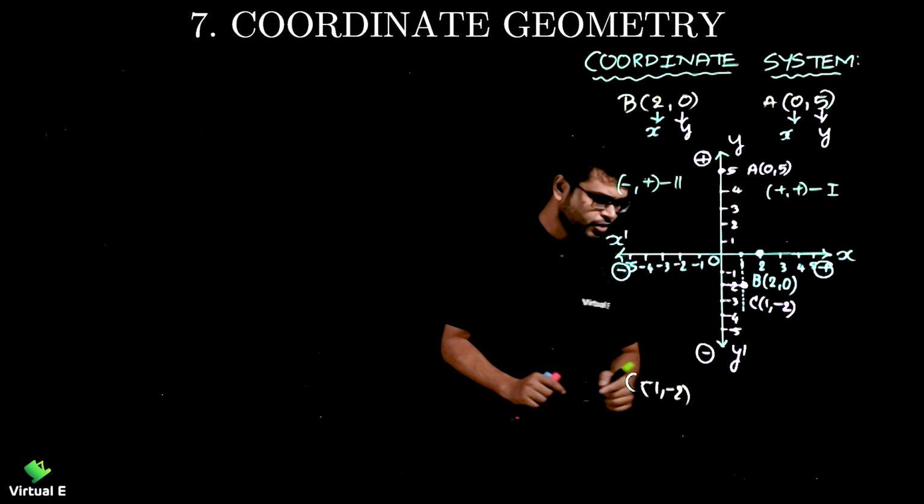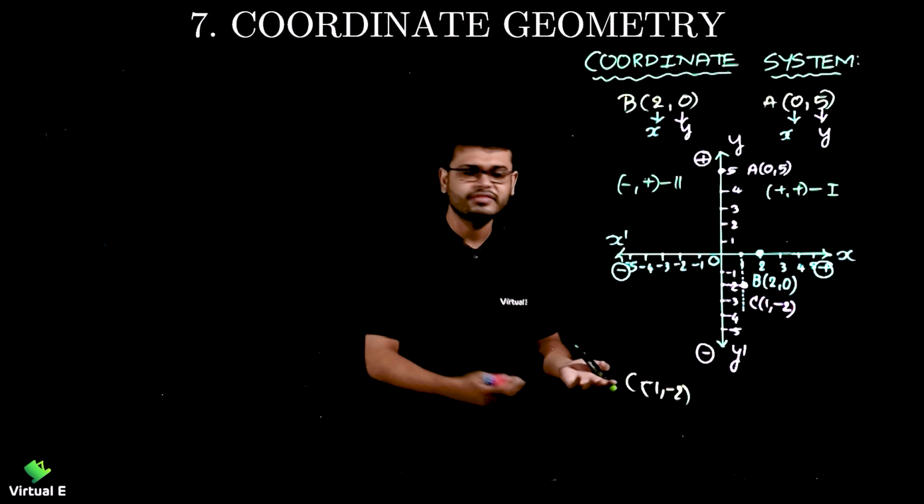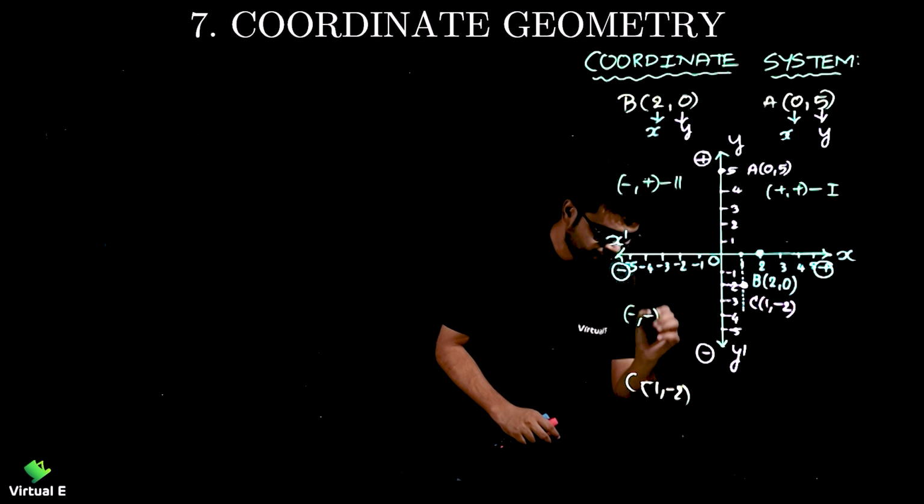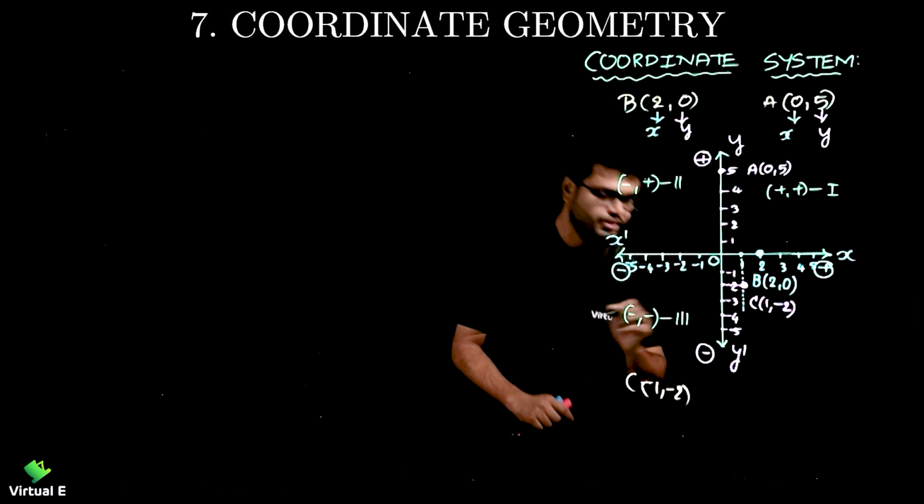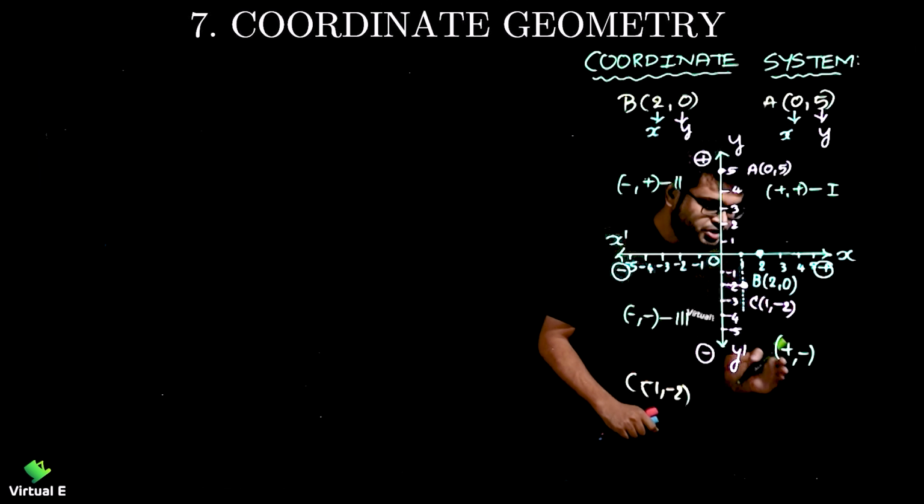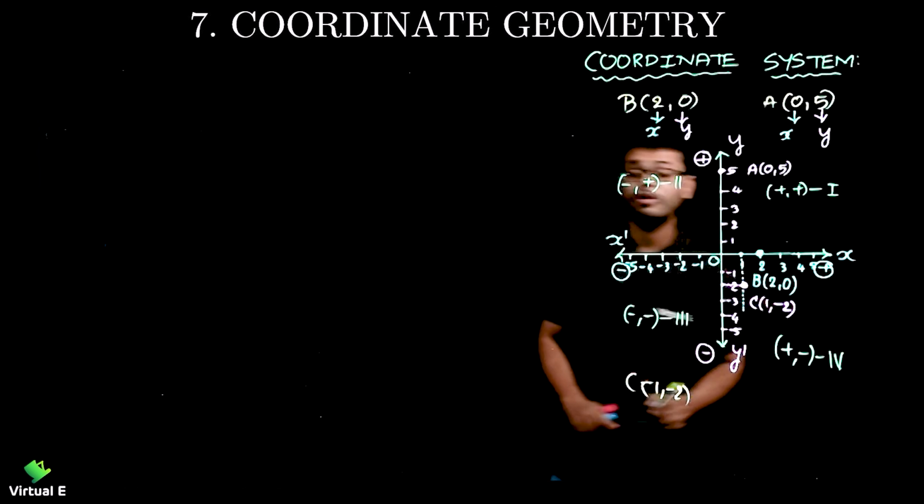Then let's talk about quadrant 3. Can you tell on your own what it is? The signs will be negative, both of them. X is negative, y is negative. So minus, minus is the third quadrant. And the last one, see, x is positive and y is negative, and it is the 4th quadrant.